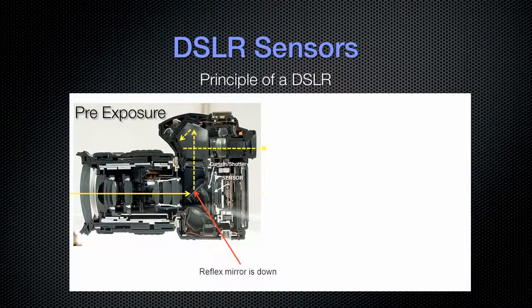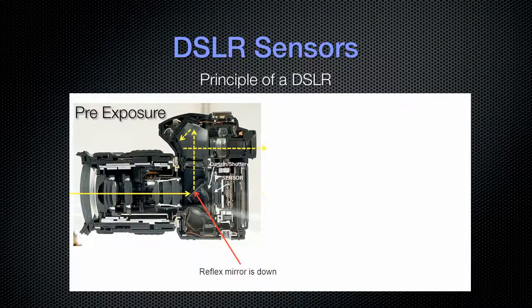Okay, so first thing we'll do is talk a bit about how a sensor is getting exposed. And therefore the camera has two modes of operation. The first mode is what we call the pre-exposure mode. And the pre-exposure mode is entered when you are depressing the shutter button halfway.